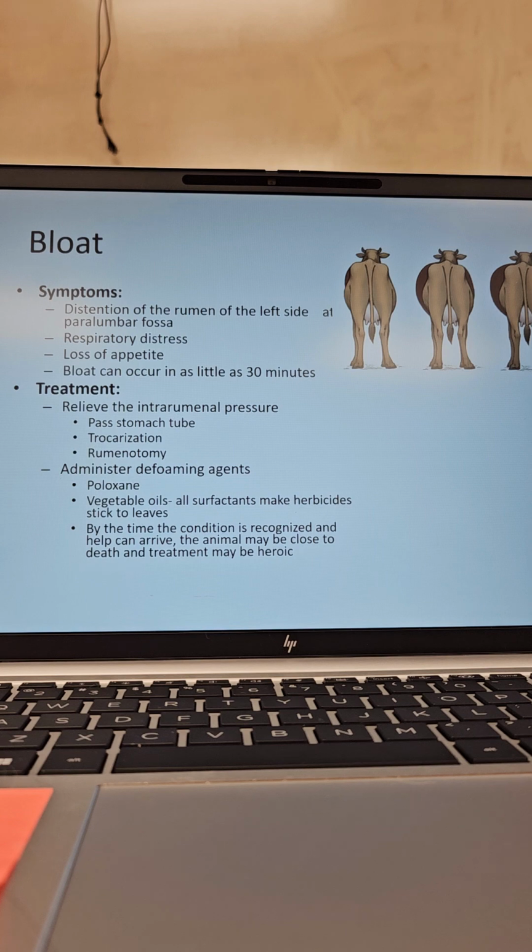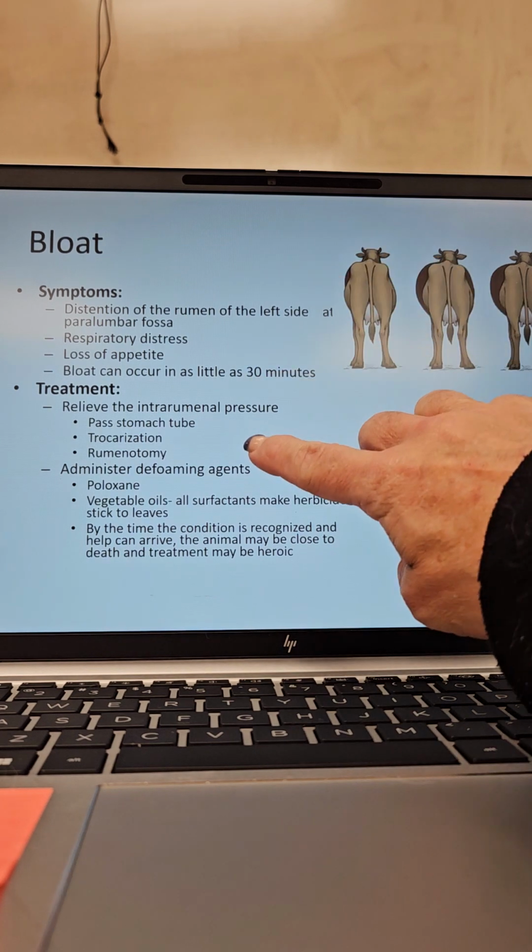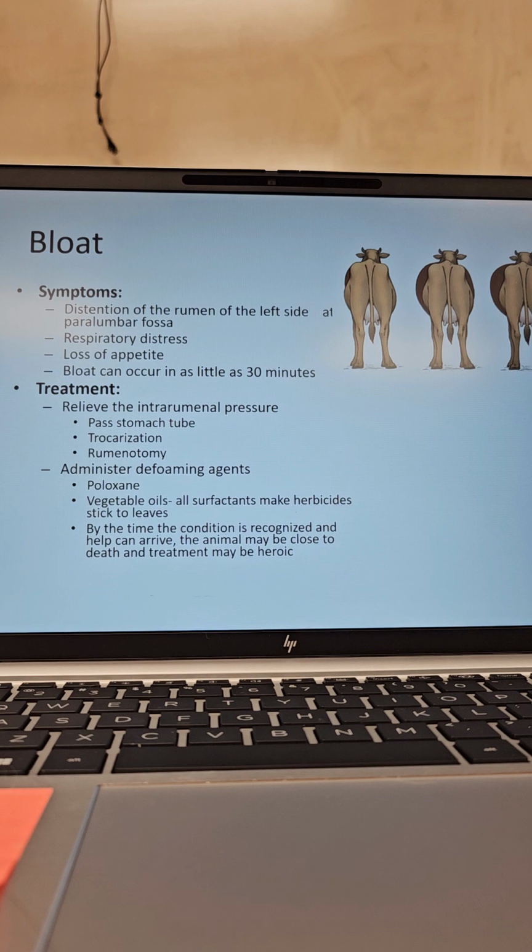But you have to relieve that pressure first, either through a stomach tube or trocarization, before you can go in and do surgery. You can also administer defoaming agents, so poloxalene, vegetable oils. All surfactants make herbicides stick to leaves. So if they're out there eating a lot of leaves with herbicides on them, that can cause some frothy bloat as well. By the time the condition is recognized and help can arrive, the animal may be close to death and treatment may be heroic.